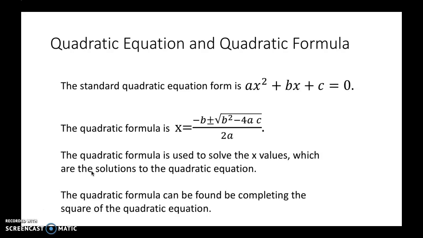The quadratic formula is x equals negative b plus or minus the square root of b squared minus 4a times c, all over 2a. And the quadratic formula is used to solve for the x values inside of a quadratic equation, which are also the 0 values on the x-axis inside of the graph of a quadratic equation. And the quadratic formula can be found by completing the square of the quadratic equation, which we will be doing inside this video.